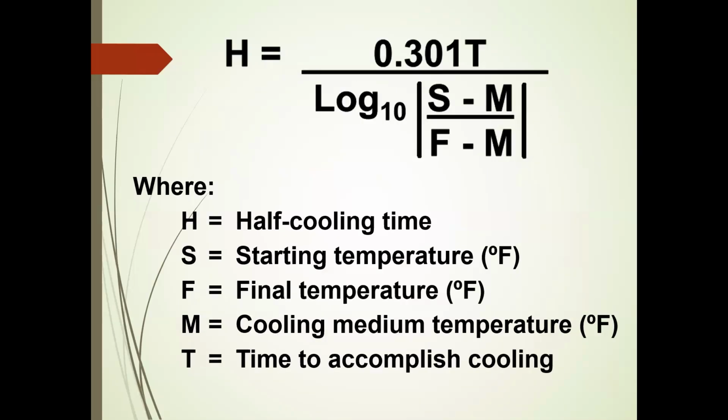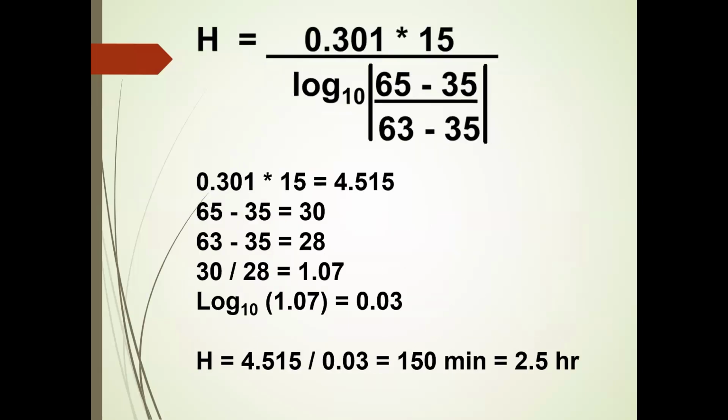Again, here is our formula. Here, we've plugged in the relevant numbers. 15 represents the 15 minutes that we cooled the cauliflower. The 65 in the denominator is the initial temperature of the cauliflower. The 35 is the temperature of the air, our coolant. The 63 is the temperature of the cauliflower after 15 minutes of cooling. We solved this formula and determined that our half cooling time is 150 minutes or 2.5 hours.